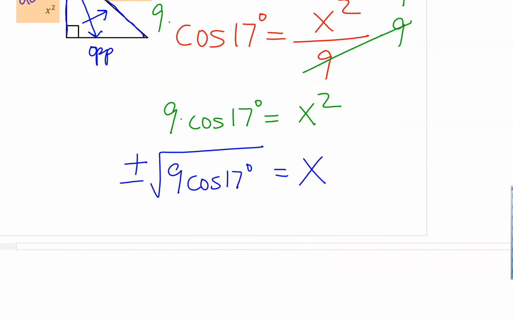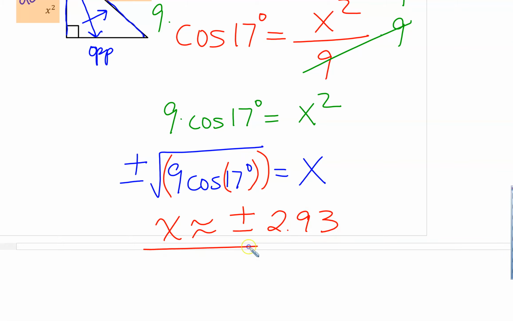So now again, I would use my calculator. So again, I have parentheses around what I'm taking the square root of, and I have to have parentheses around my angle measure. All right, let's use our calculators. All right, so here we get x is about positive or negative 2.93.